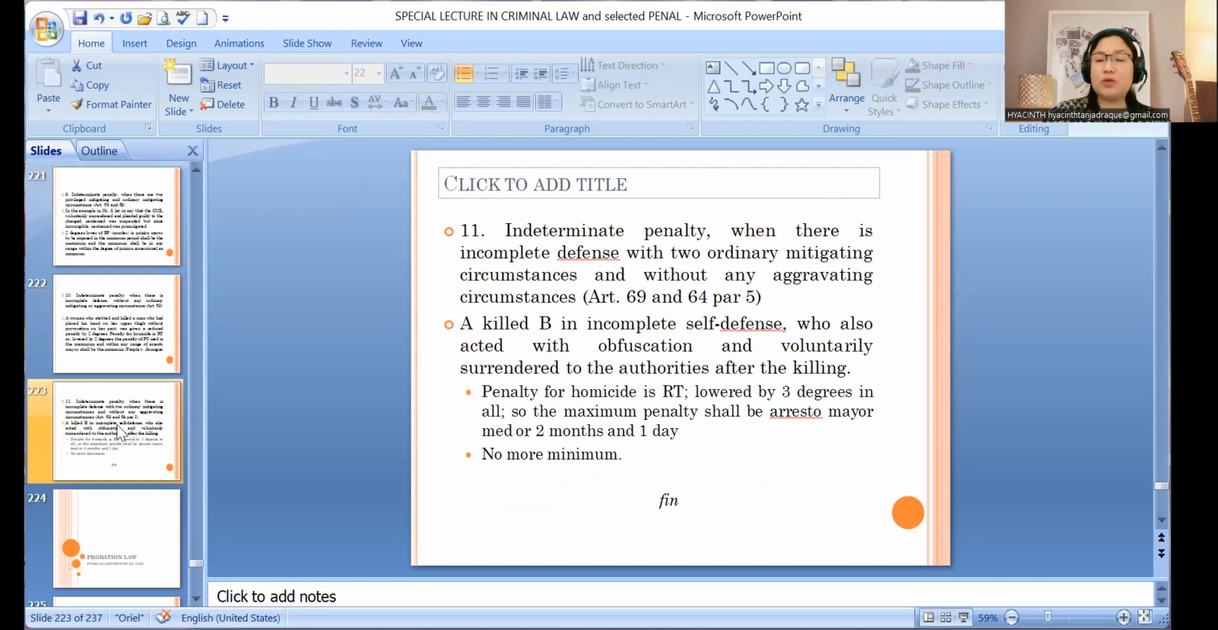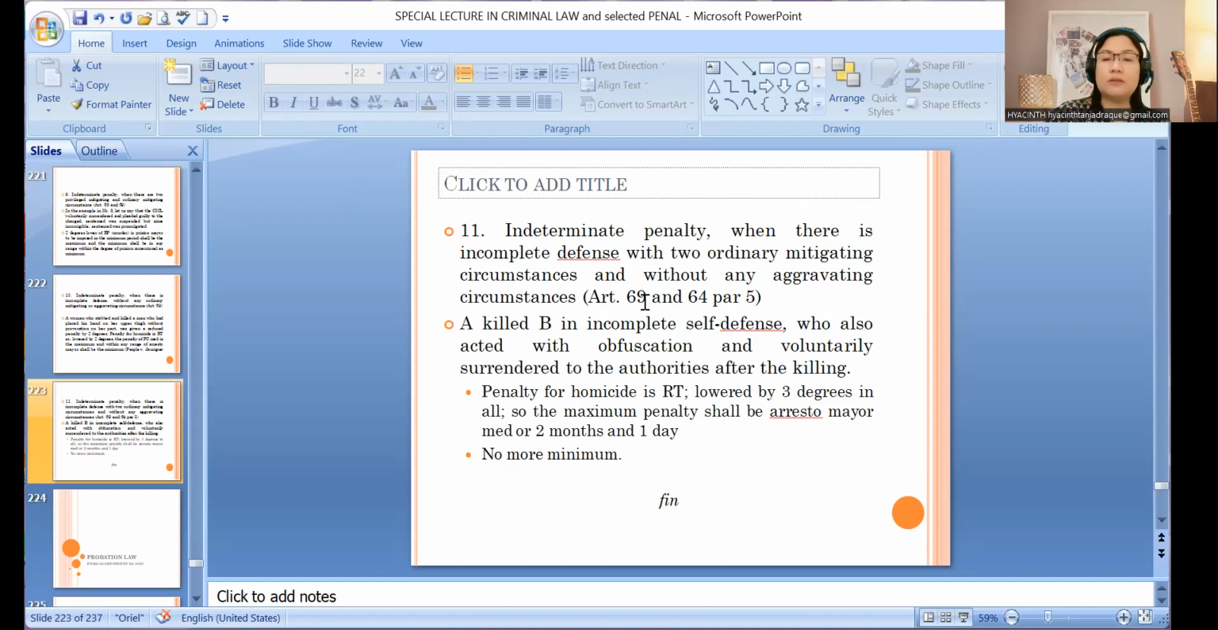How do you apply the indeterminate penalty when there is incomplete defense with two ordinary mitigating circumstances and without any aggravating? A killed B in incomplete self-defense, and also acted with obfuscation and voluntary surrender to the authorities after killing. So the penalty of homicide is reclusion temporal, lowered by how many? 3 degrees in all. Why? Minority, that is privileged, 1 degree lower.